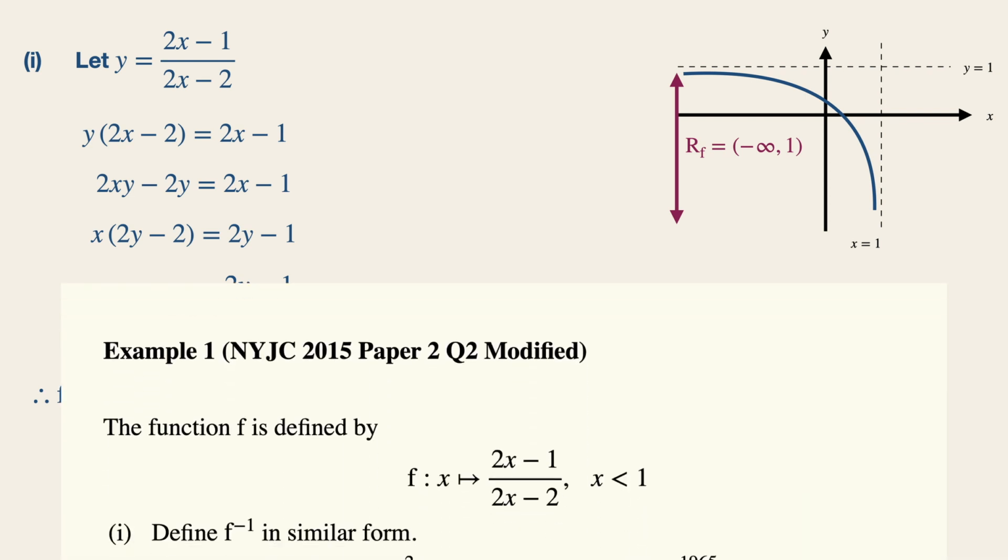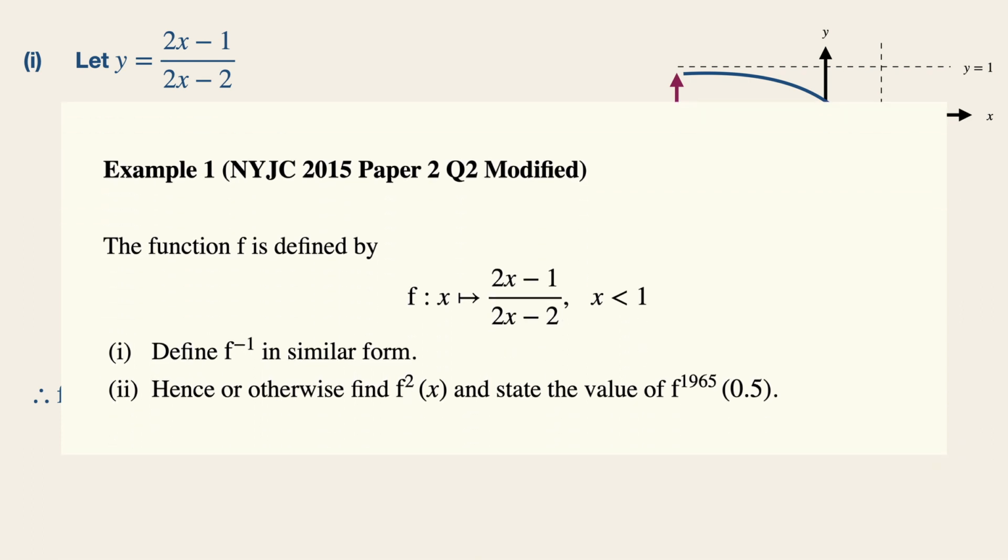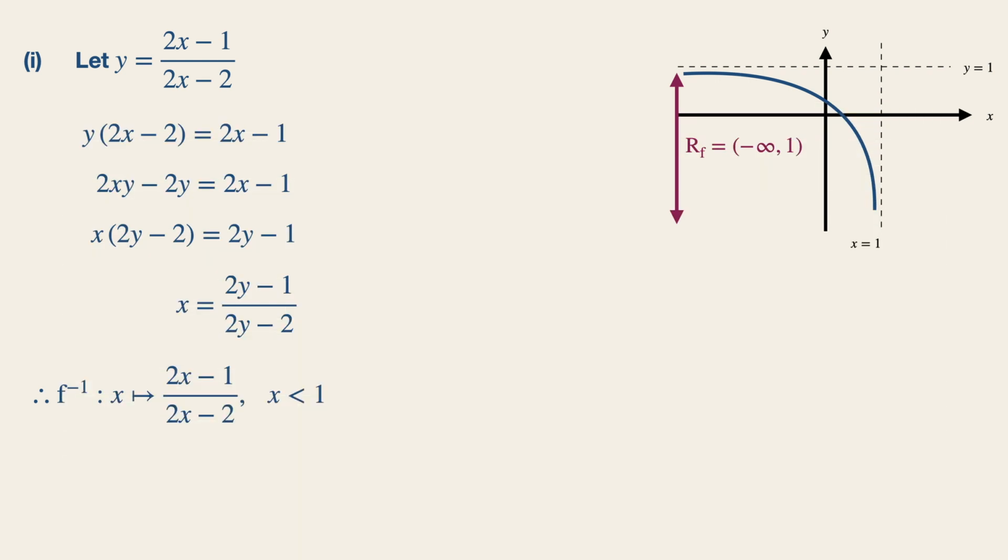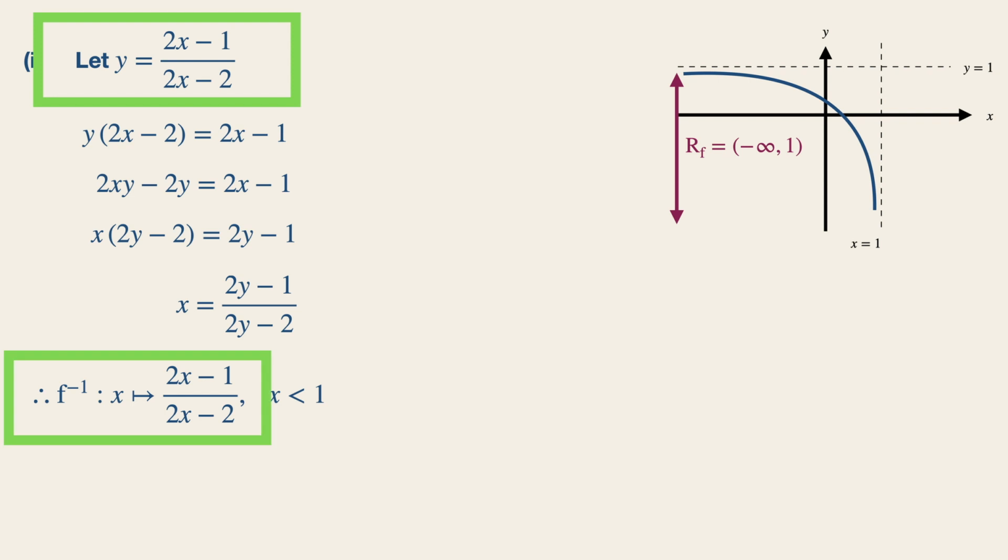Now, the next requirement from the question is to find the composite function f(f(x)), denoted by f squared as shown. And the key word is hence, meaning we could make use of the answer in the earlier part to derive our answer very quickly. Observe that the original function f(x) is exactly the same as the f inverse of x. We could first write it this way: f(x) is equal to f inverse x.